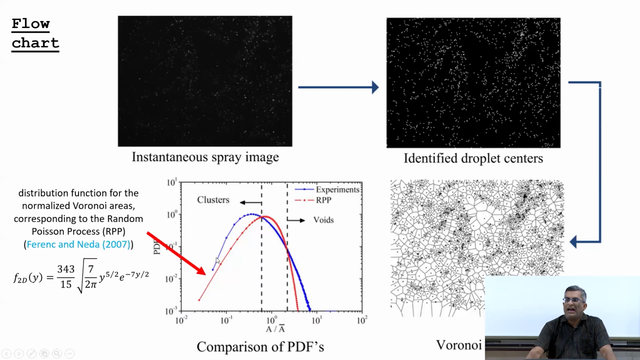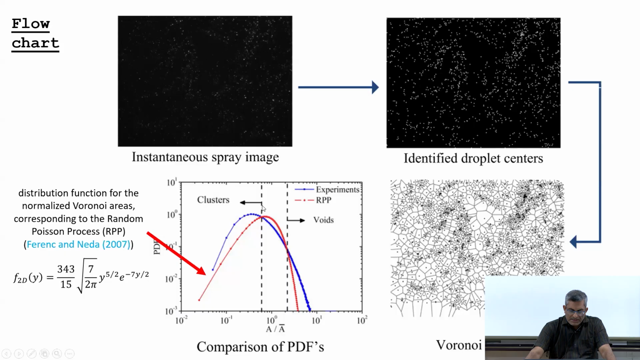Here again you compare the PDF that you get from the experiment, the blue line, with the random Poisson process. What is interesting is that they intersect at two locations. These two locations are used to identify which are clusters and which are voids. You see that in this case the probability is higher than that of the random process, and that is why these two points are chosen.